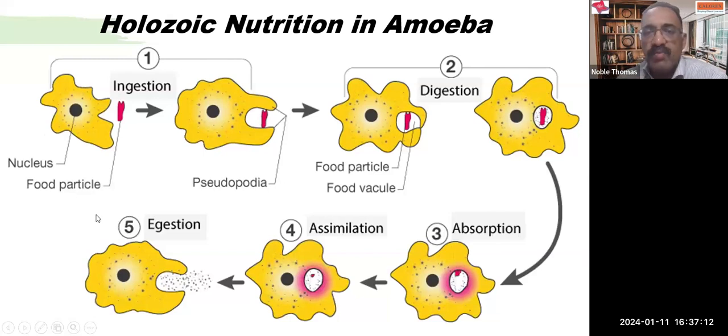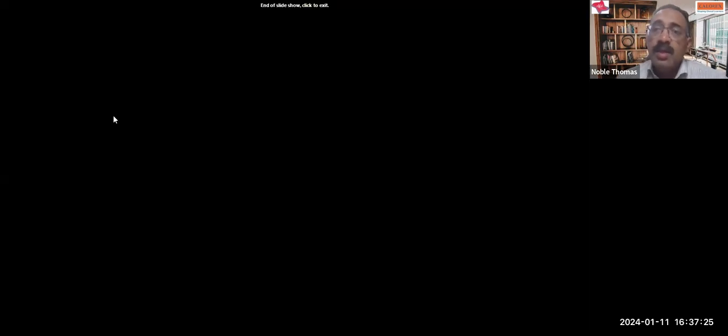One example of that is amoeba. There is a four-step process explained in your textbook. This diagram is quite often asked, so go through this diagram. Now let me quickly jump to the next portion, that is the human digestive system.